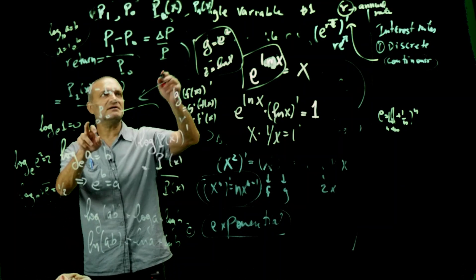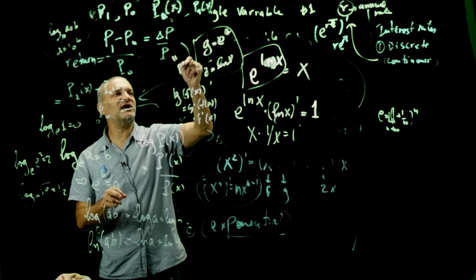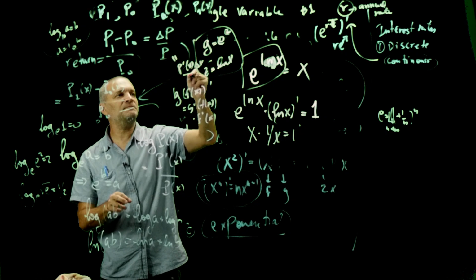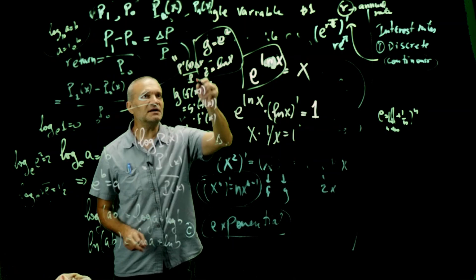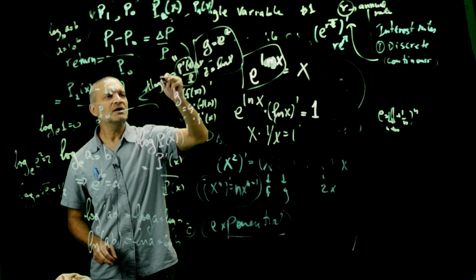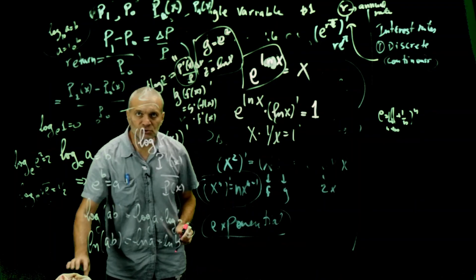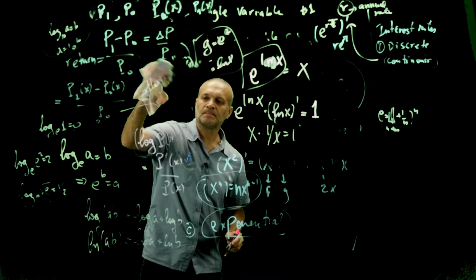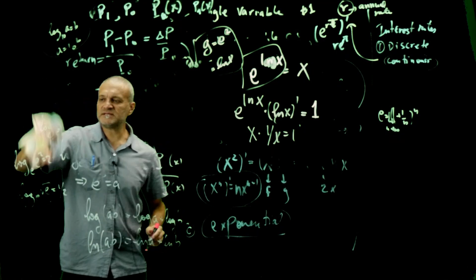So p prime of x divided by p, look at that. We said here that delta p equals p prime of x delta x divided by p. So here what you are getting is d of log p. So now we are having a wonderful conclusion. And what is this wonderful conclusion?